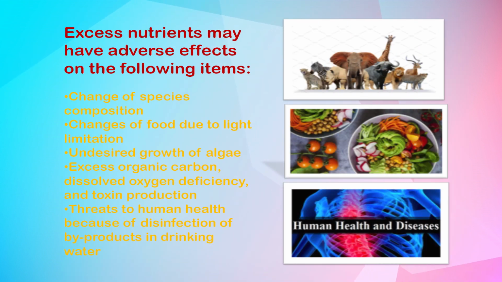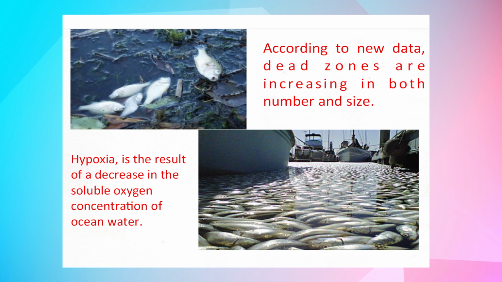Excess nutrients have a very high impact on the water system because they change the species composition and the food web, and they cause light limitation. They cause undesired growth of algae, resulting in an excess of organic carbon, dissolved oxygen deficiency, and toxin production in the water bodies. This is a very big threat to human health because of the disinfection needed for nearby water bodies. Due to eutrophication, a condition takes place that is known as hypoxia.